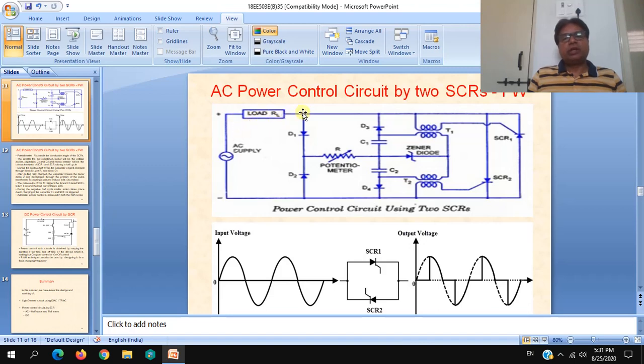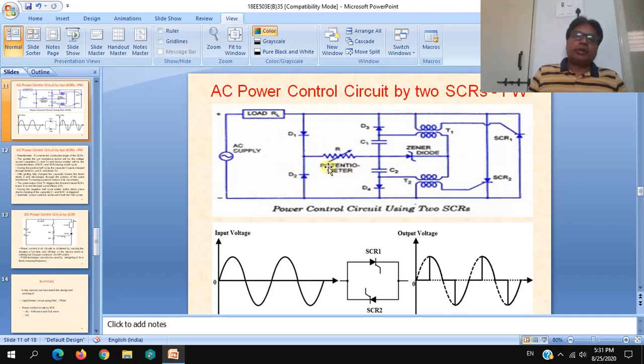During the positive half cycle, current flows via the load, D1, this potentiometer, C2, D4 and back, and in all the other parts it will be obstructed. So the load gets its voltage and current via its path, but according to the adjustment of the potentiometer only.